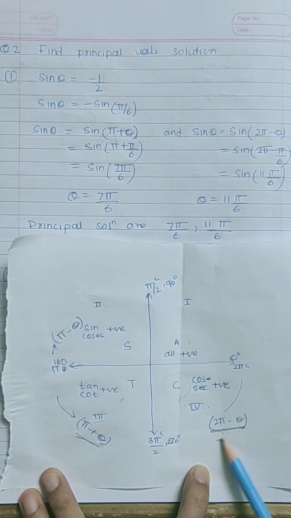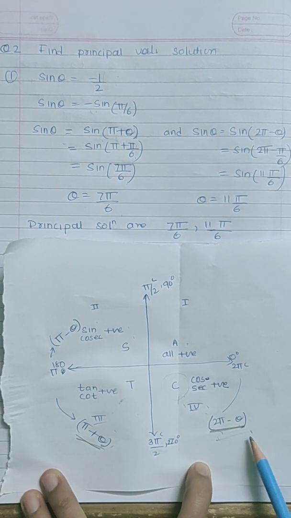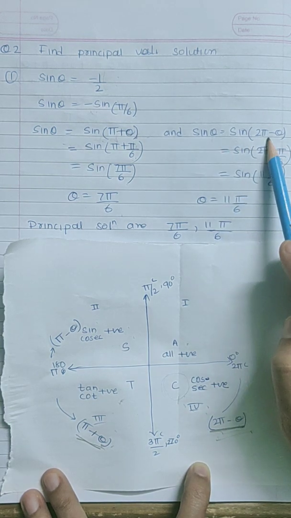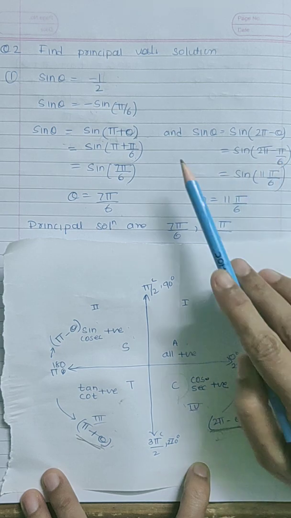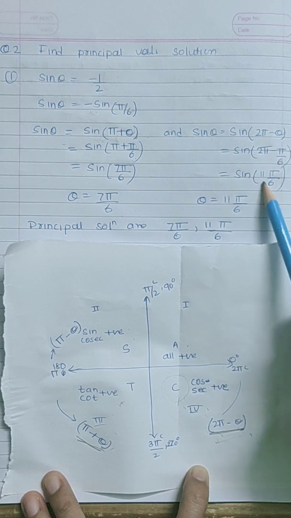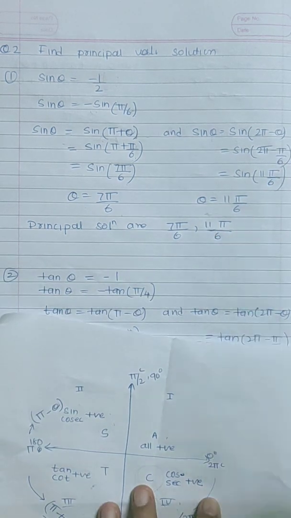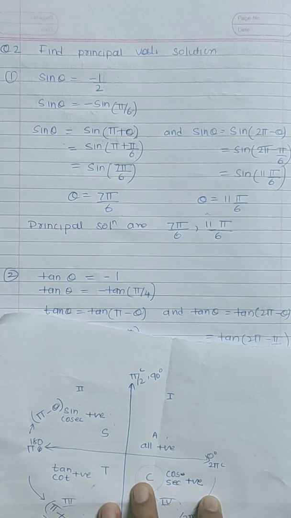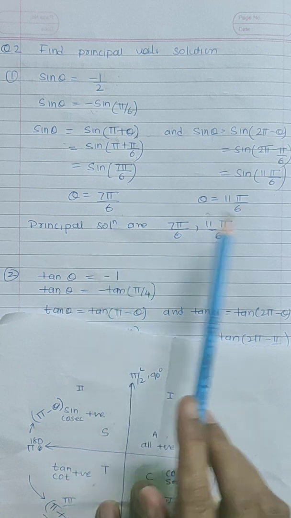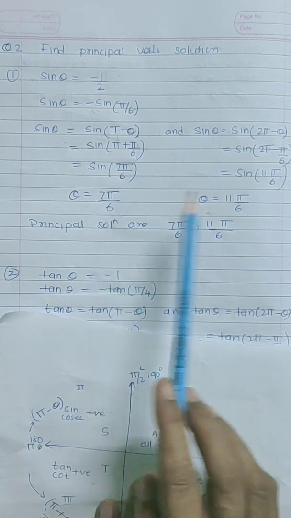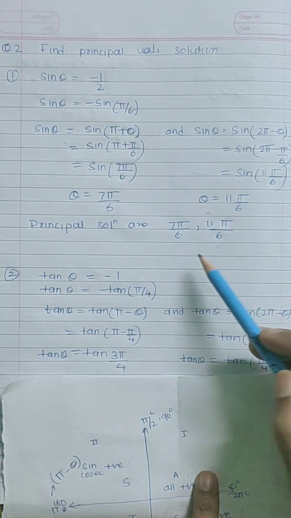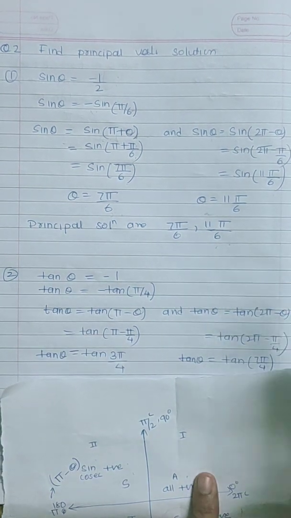Now the next allied angle is 2 pi minus theta. So theta is equal to 2 pi minus pi by 6. It becomes 6 twos are 12 pi minus pi, 11 pi by 6. So theta is equal to 11 pi by 6. So these both you have to write, with the condition that they lie between 0 to 2 pi. So 7 pi by 6 and 11 pi by 6. Principal solutions are 7 pi by 6 and 11 pi by 6.